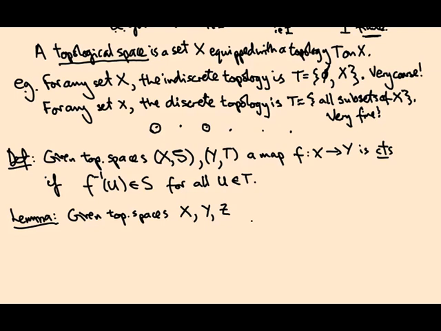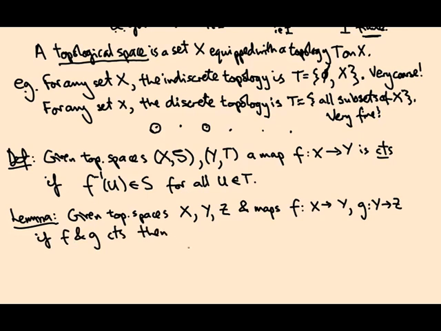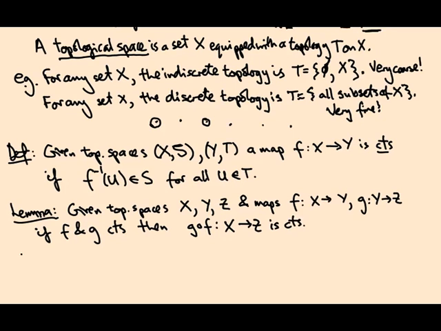So given topological spaces X, Y, and Z, and maps F from X to Y and G from Y to Z, then if F and G are continuous, then the composition G composed F, which goes from X to Y and then from Y to Z, so all the way from X to Z, is continuous. Okay, so compositions of continuous maps are continuous. Proof.